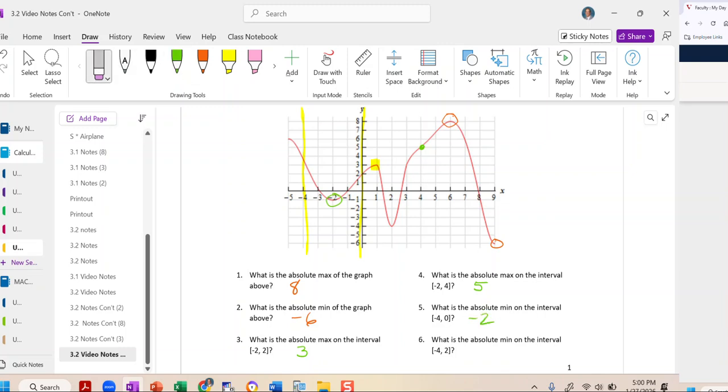And between -4 and +2, the absolute minimum is -4. So notice sometimes it was at a peak or a valley, and sometimes it was at an endpoint.